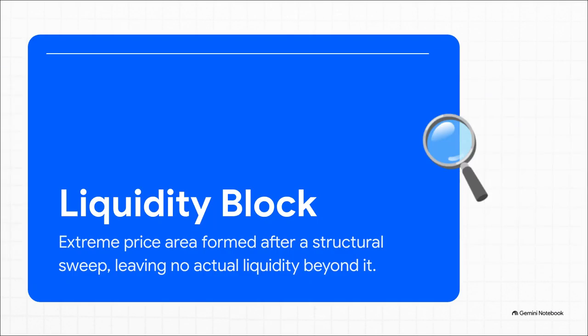Now here is a concept you absolutely have to master, the liquidity block, or LB for short. An LB is a very specific extreme price area that forms when a structural point is officially swept. Because all those stop losses have just been triggered and consumed, there is literally no liquidity left beyond that point. So that block becomes our impenetrable wall. Why? Because the market simply has zero financial incentive to ever trade past that level again.